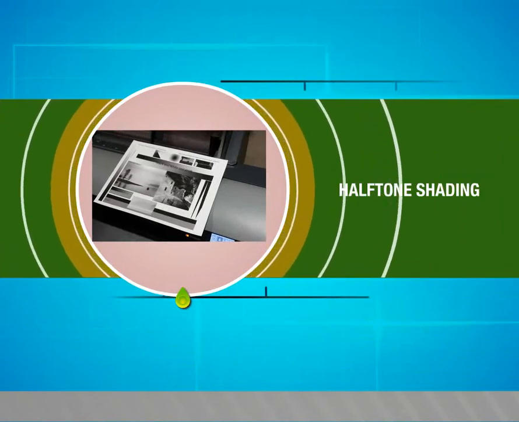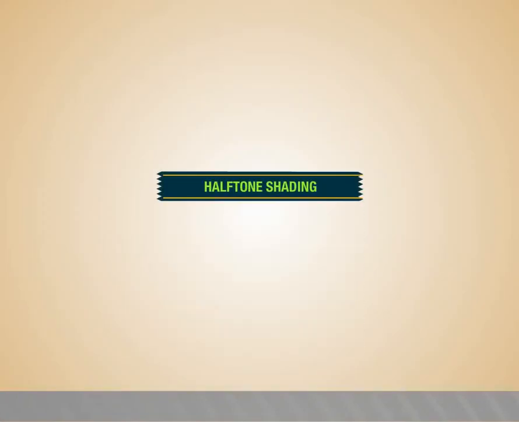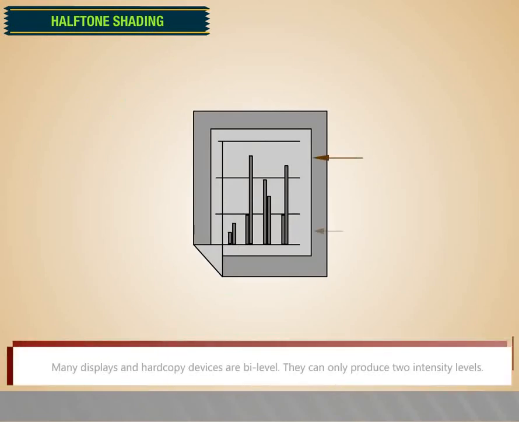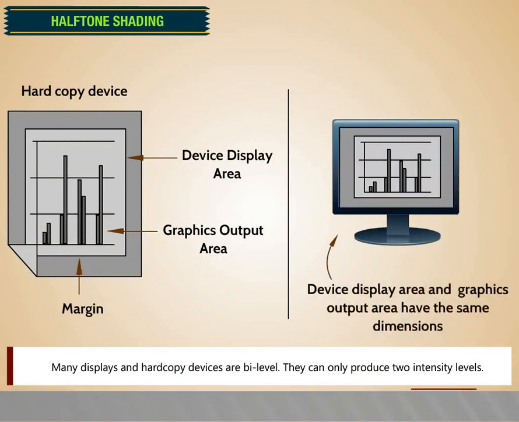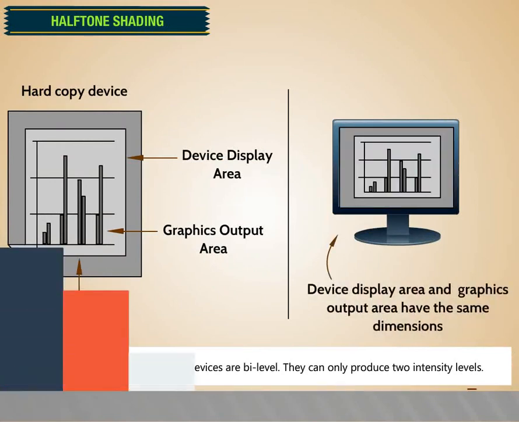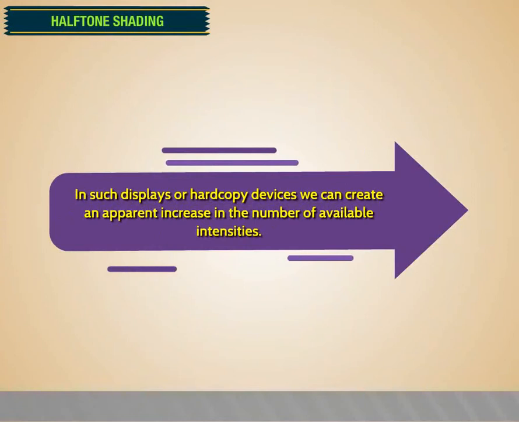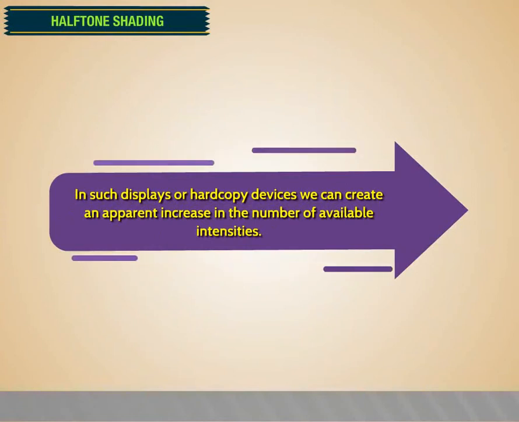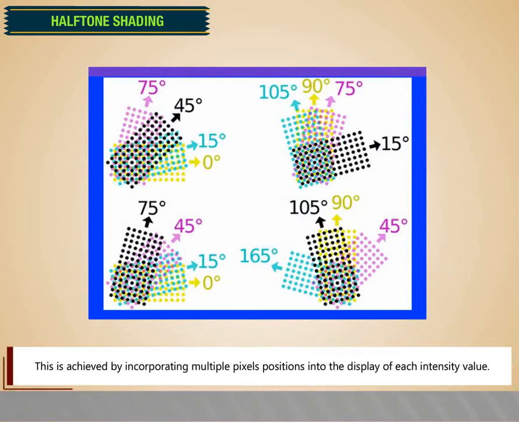Half-tone shading. In this video, we are going to see about half-tone shading. Many displays and hard copy devices are bi-level. They can only produce 2 intensity levels. In such displays or hard copy devices, we can create an apparent increase in the number of available intensities. This is achieved by incorporating multiple pixel positions into the display of each intensity value.